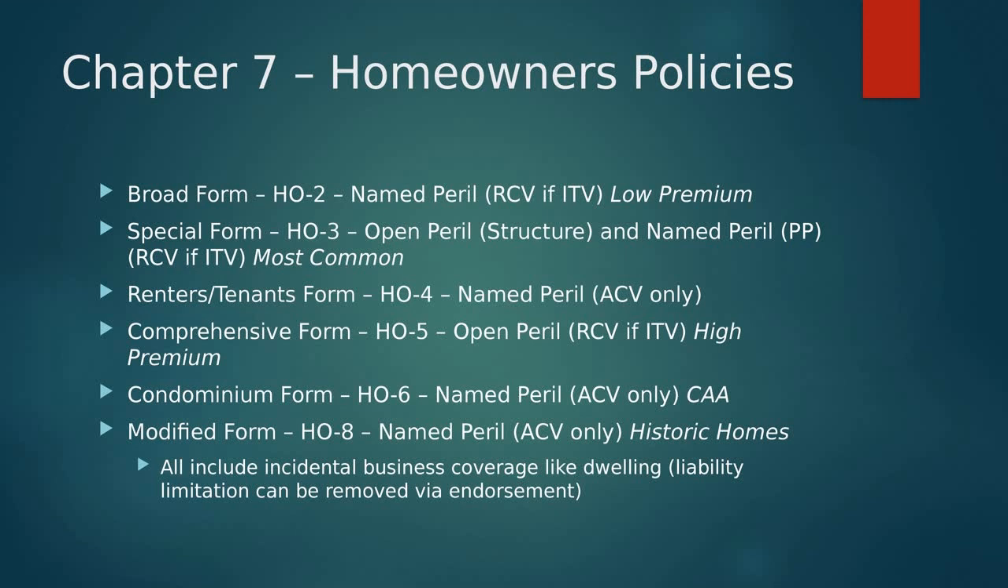Special form, HO3, is going to be an open perils on the structure and named perils on the personal property. Also at replacement cost value for the structure, up to the coinsurance ratio. This is the most common. Almost all homeowner policies are going to be HO3 due to price.